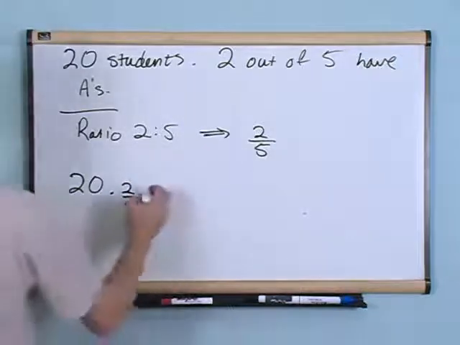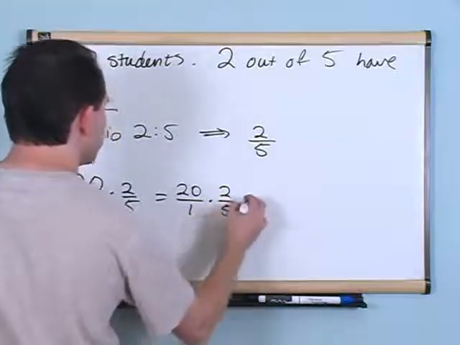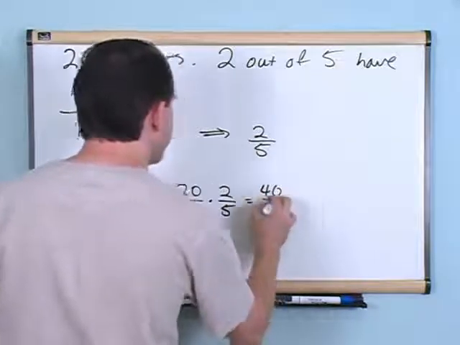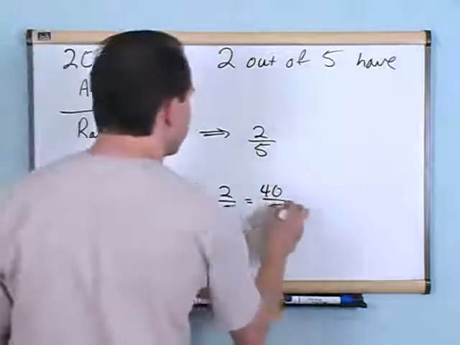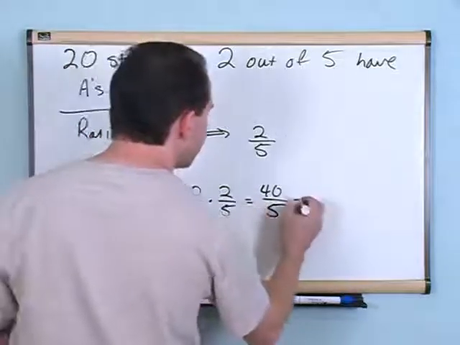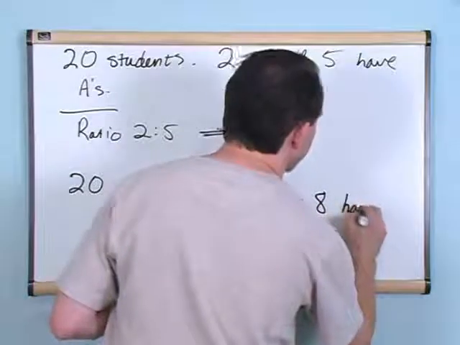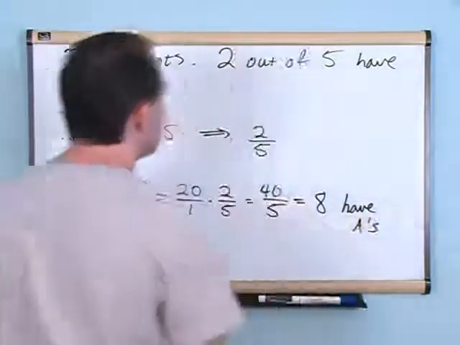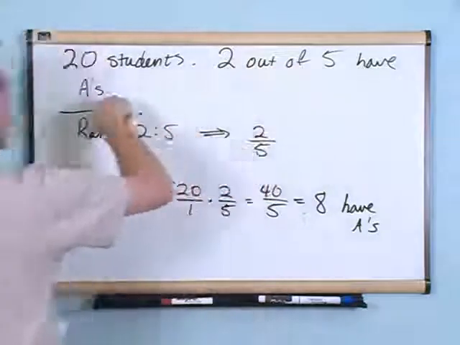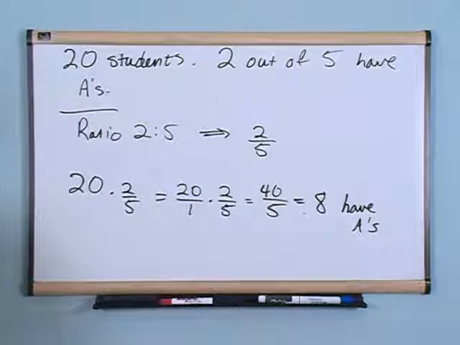Now I'm going to make this 20 over 1 in order to multiply fractions, just like before. 20 times 2 is 40, and 1 times 5 is 5. Now to simplify this, 40 divided by 5, using multiplication tables, is 8. So 8 students have A's. So that kind of makes sense. 2 out of 5 people have A's. 20 total students in the class, 8 of them have A's.